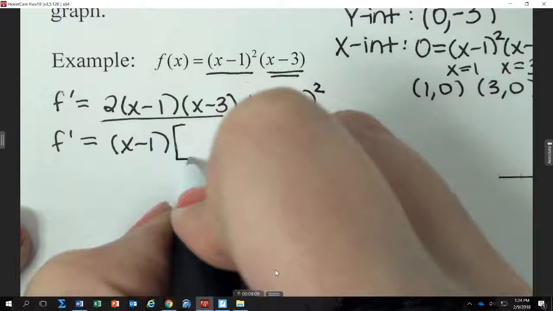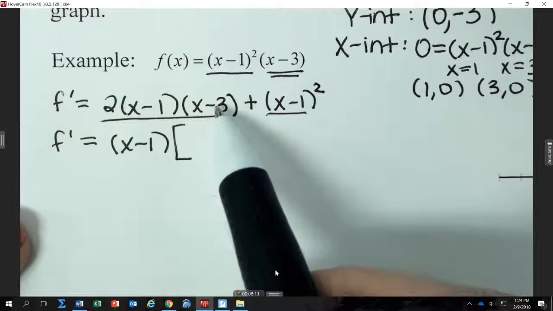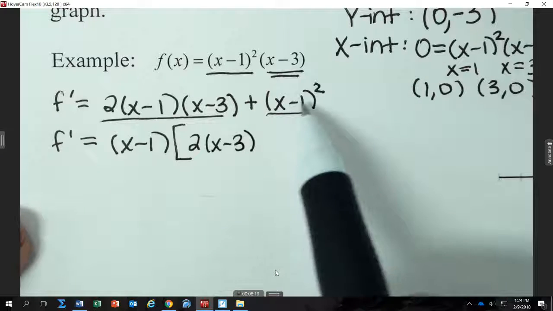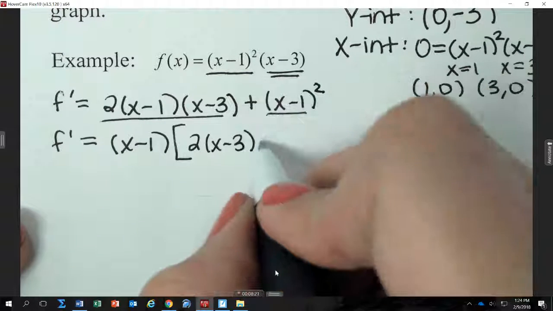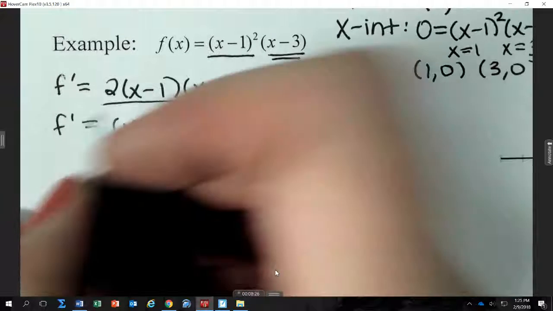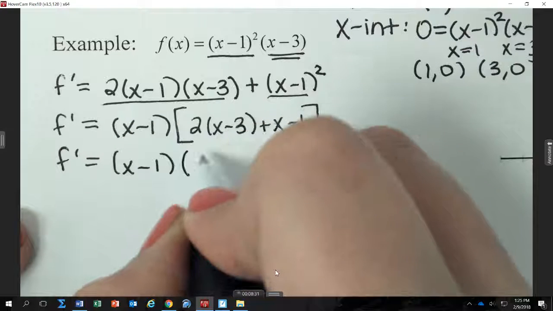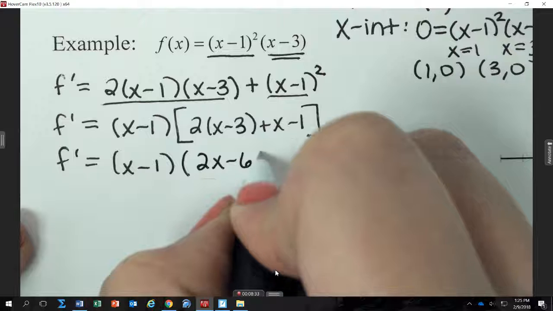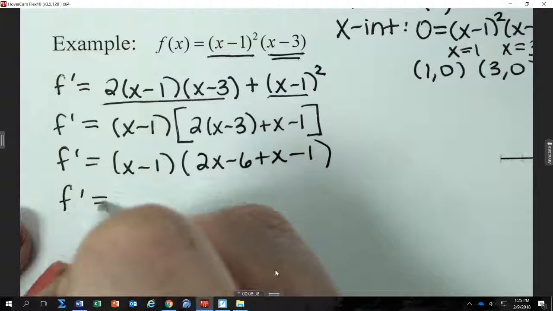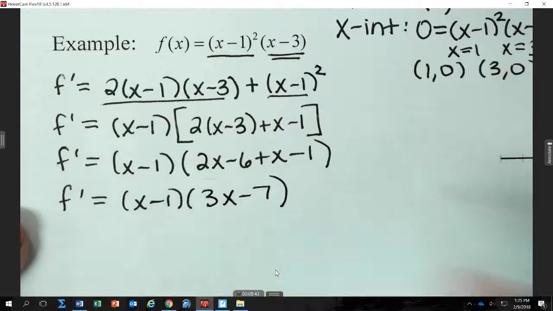And then let's see what's left. If I factor out an x minus 1 from this first term, I'm going to be left with a 2 and an x minus 3. And if I factor out an x minus 1 from this term, I'm just going to be left with x minus 1. Okay. So let's see, cleaning that up, I get x minus 1 times, this would be 2x minus 6 plus x minus 1. Or that would be 3x minus 7 in that parentheses.